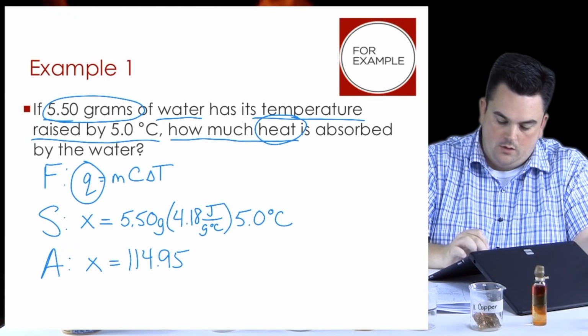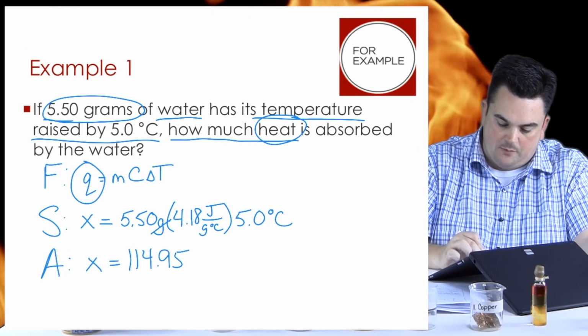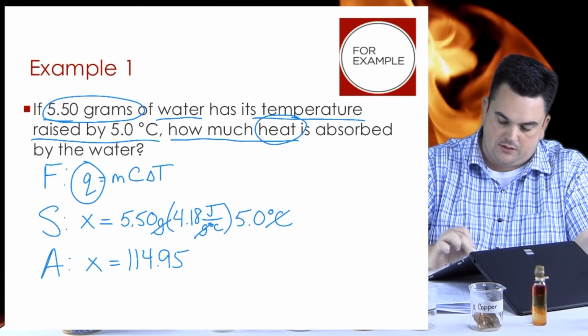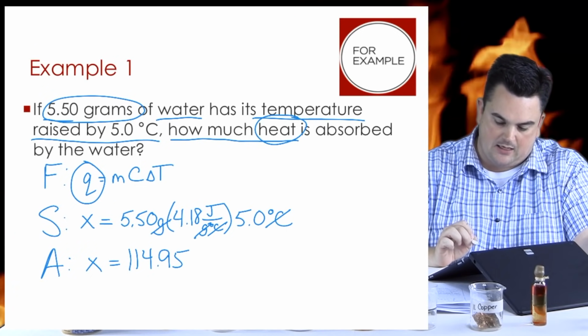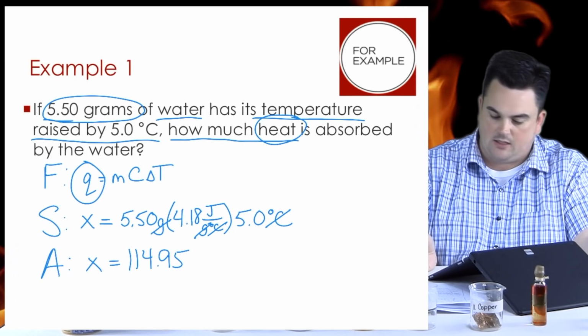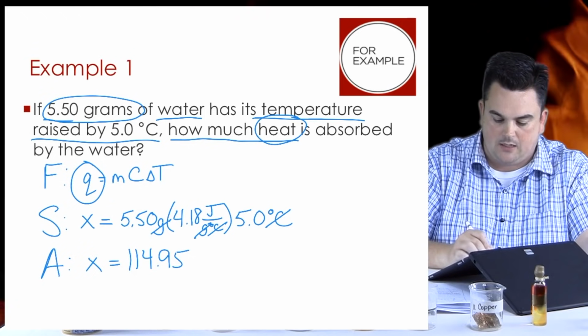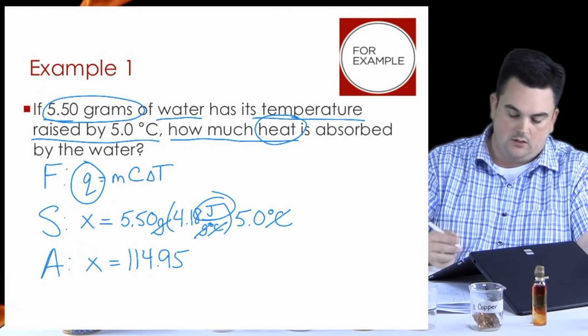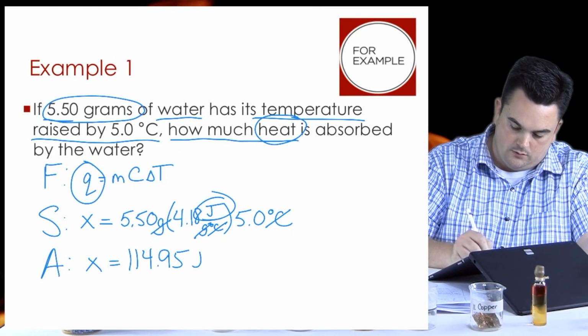Let's try some unit cancellation here. All right, so I got grams divided by grams, so that cancels out. Good. And I've got degrees Celsius divided by degrees Celsius, that cancels out. Yep. I don't have anything that cancels out joules, so that's got to be my unit. Oh, plus it's energy, right? And energy is in joules. Exactly. All right, so my unit is joules.